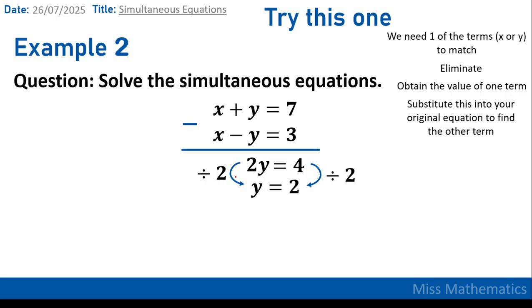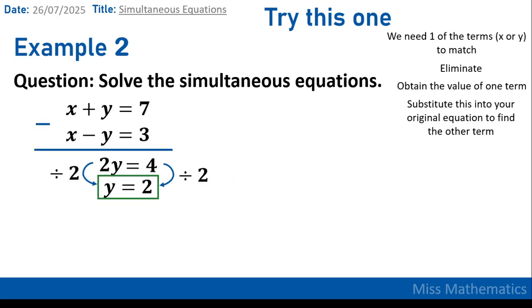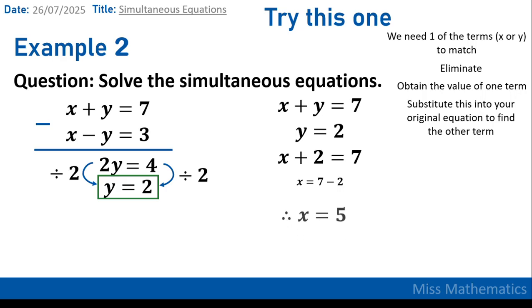And then we substitute this into our original equation to find the other term. So we had y equals 2. And we can do x plus 2 equals 7, that means x must equal 5. These are our two answers, and if we substitute this to see if it's correct, we get 5 minus 2 equals 3, and this fulfills this, and 5 plus 2 equals 7, and that fulfills that. So now we know our answer is correct.